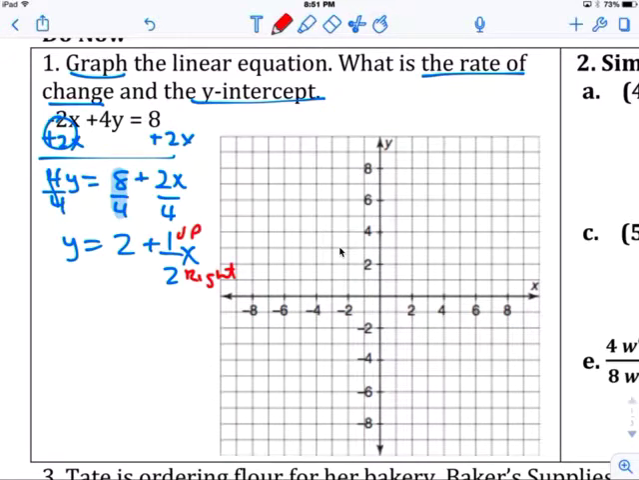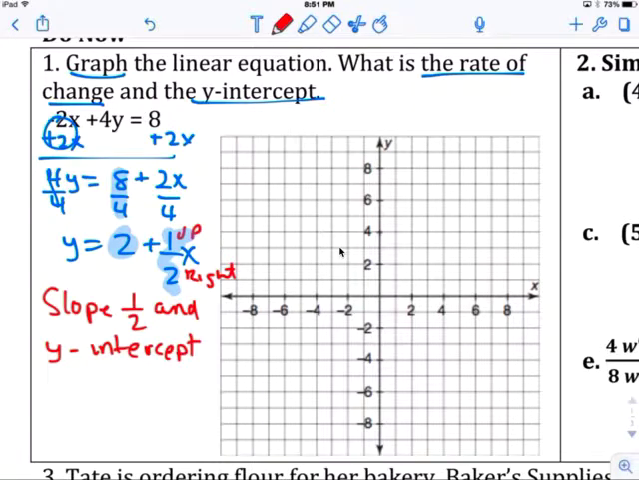Okay, here it is. Graph the linear equation. What is the rate of change and y-intercept? The slope is called the rate of change, which is 1 over 2, and the y-intercept is 2, or (0, 2), which is right here.